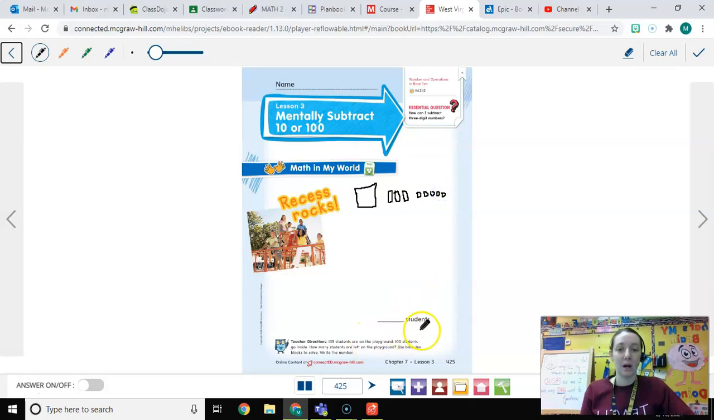Okay, and 100 went inside. So getting rid of that 100, what's left? 10, 20, 30, 31, 32, 33, 34, 35. So 35 students are left outside. Pretty simple, right? We just got rid of 100.